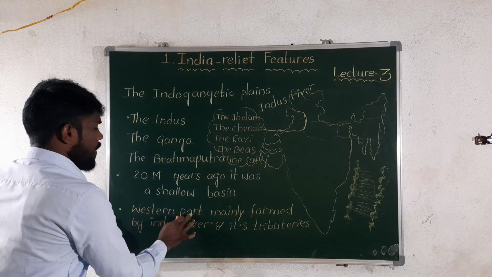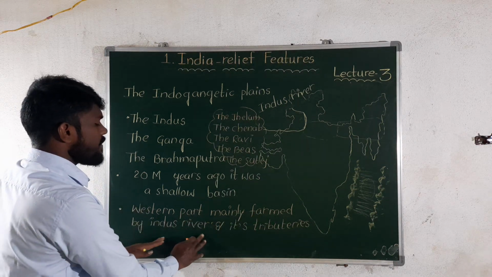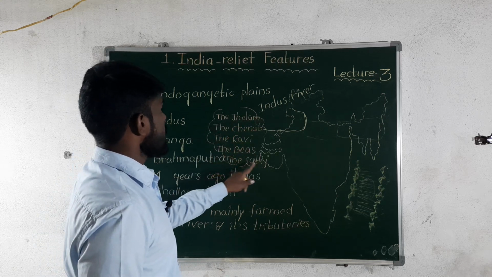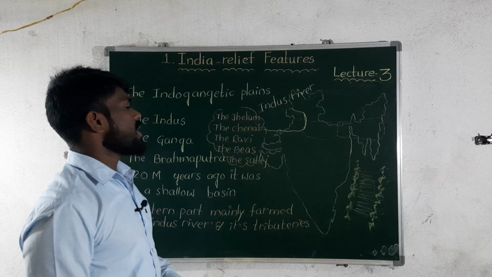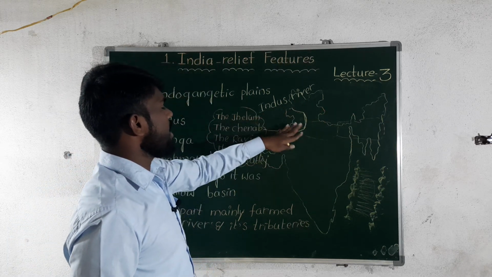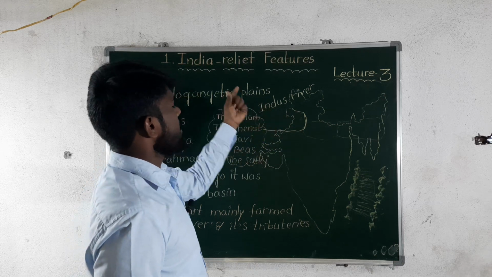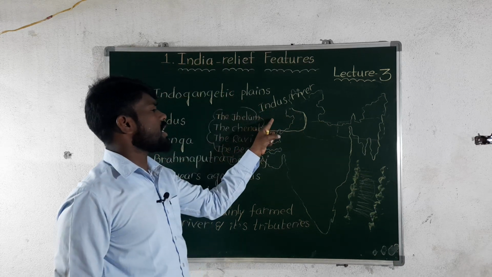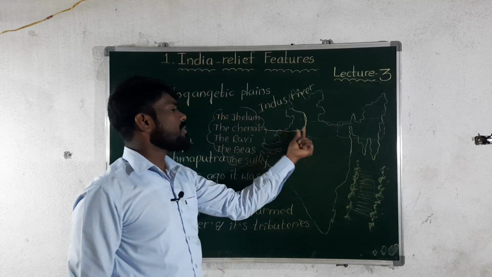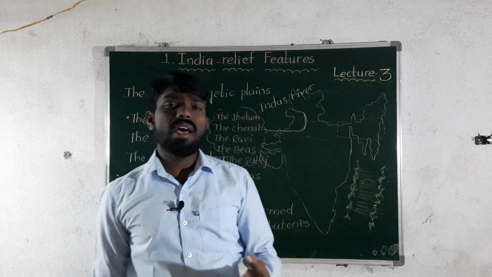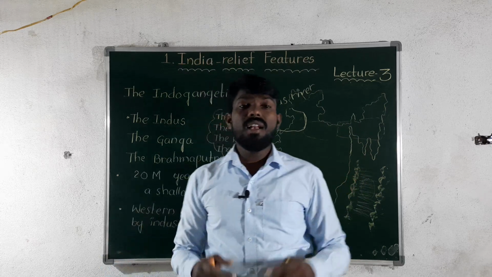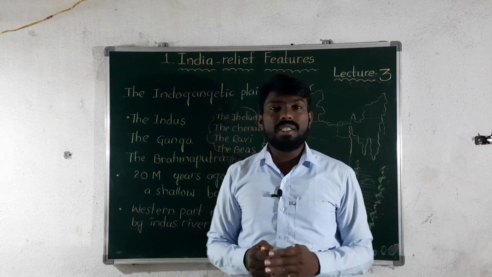To recap, the first one, the western part, is mainly formed by the Indus River and its tributaries: the Jhelum, the Chenab, the Ravi, the Beas, and the Sutlej. The maximum portion exists in the Pakistan region, and only a minor portion lies in the Punjab and Haryana plains. Doab features dominate, with fertile land between two rivers.